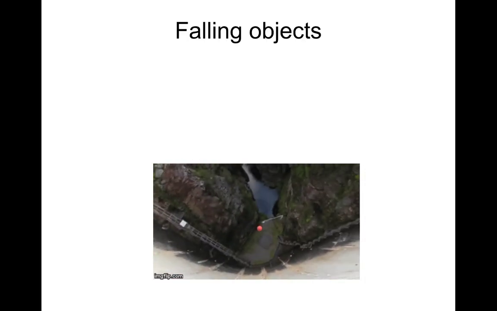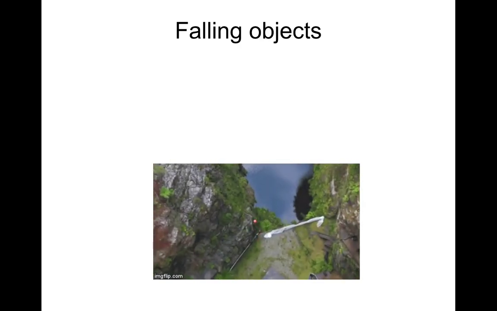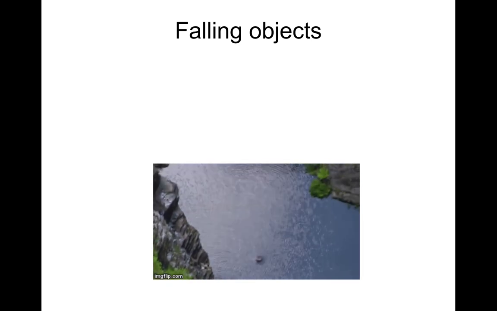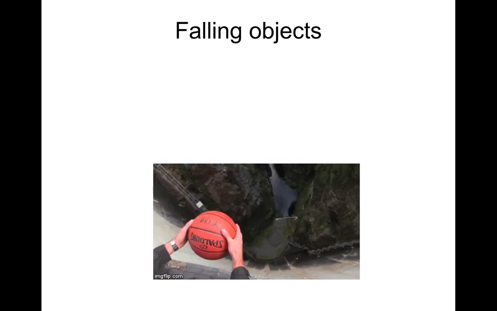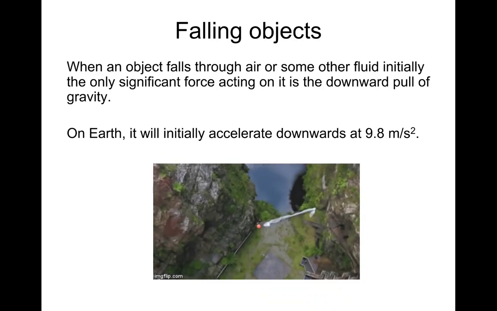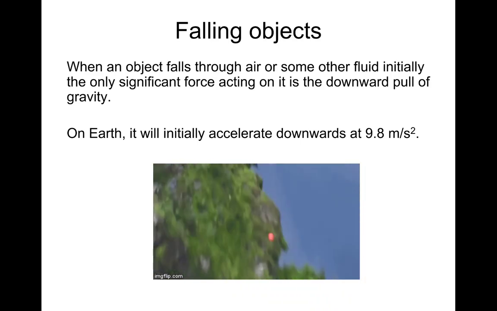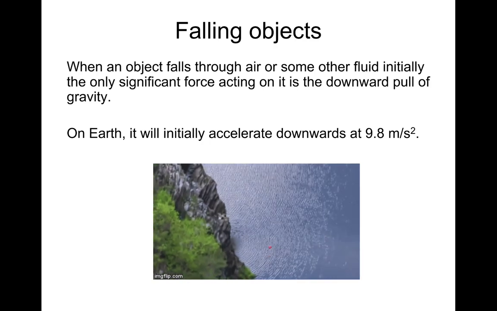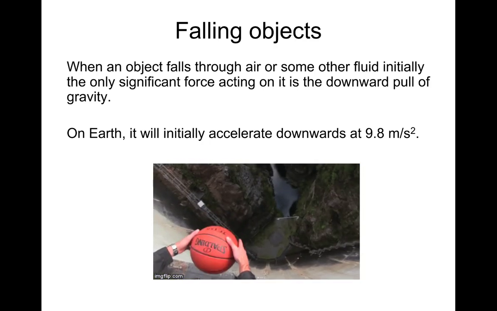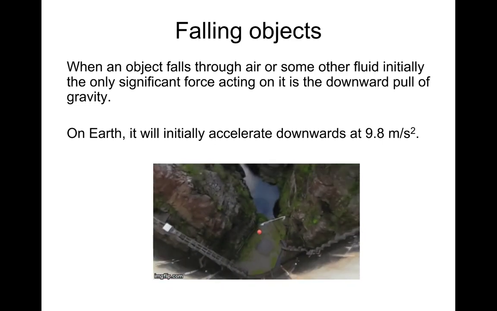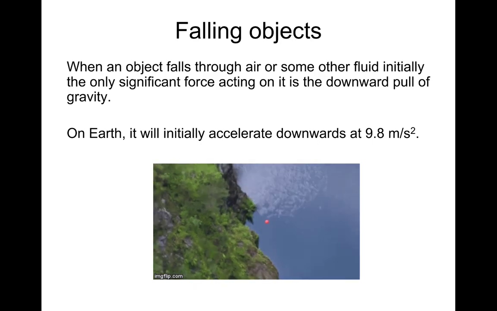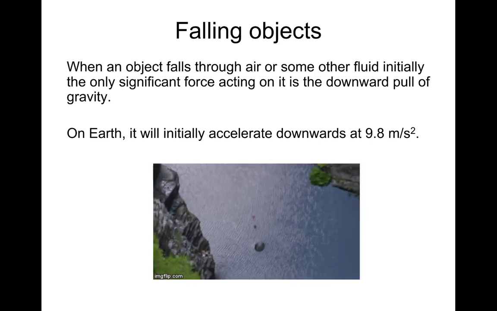So, falling objects. Quite a classic GIF, that. Classic video, you can find it on YouTube. When an object falls through air or some other fluid, initially the only significant force acting on it is the downward pull, or force, of gravity. On Earth, you should already know that the acceleration due to gravity is 9.8 meters per second squared. Remember to pause and make any notes if you wish.